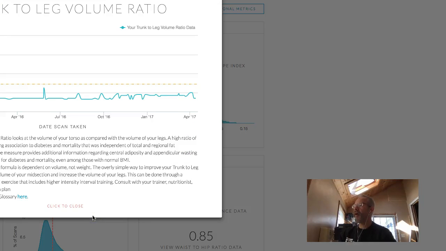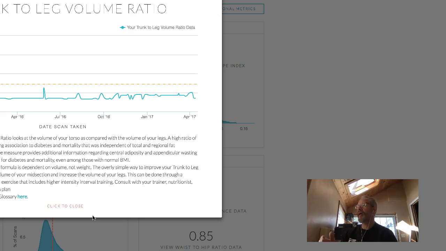Your trunk to leg volume ratio, so how big is my trunk, my midline, as opposed to my legs? And we know that if we have a smaller waistline and bigger legs, so the ratio is better, your all-cause mortality goes down. So basically, we get that waist size down in the kitchen, right? That's a nutritional intervention. And the leg size, the volume of your legs, goes up as you gain muscle. And you'll see those things shift as you continue to train over time.